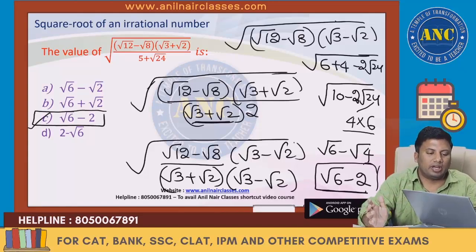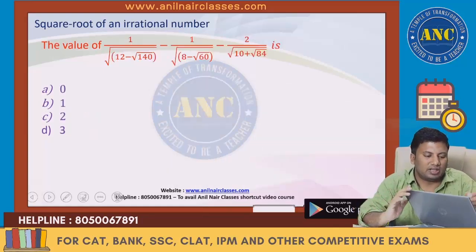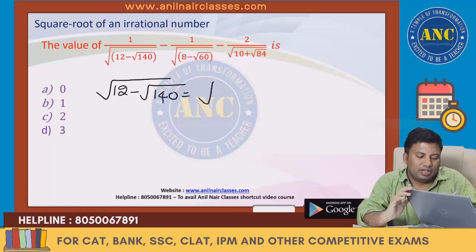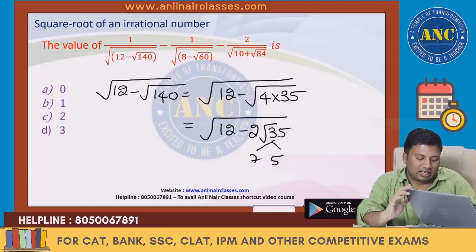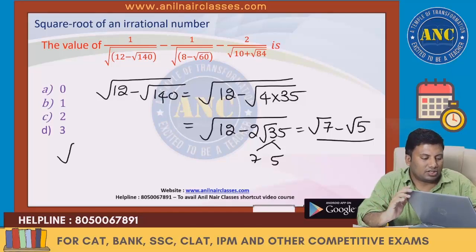Denominator under square root is present. Denominator another square root is present. So this is nothing but root of 12 minus root of 140. This is nothing but root of 12 minus 4 into 35. This is nothing but root of 12 minus 2 root 35. These 7 5s are 35. So which is root 7 minus root 5.